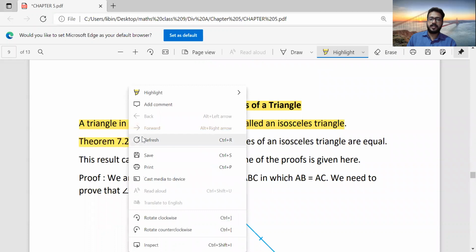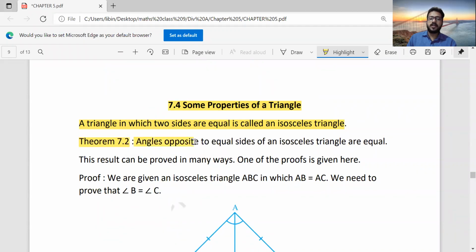Theorem 7.2. Angles opposite to equal sides of an isosceles triangle are equal. Okay, what does the theorem state? Angles opposite to equal sides of an isosceles triangle are equal. I will once again show you what is meant by that. See, suppose this is an isosceles triangle, and these are the equal sides. Now, what does the theorem state?